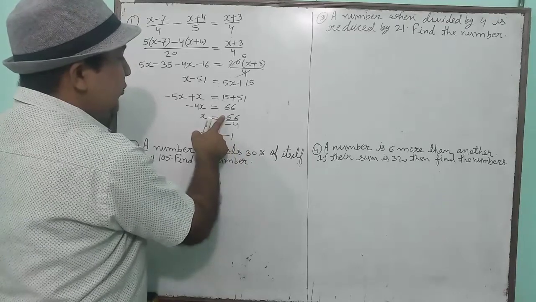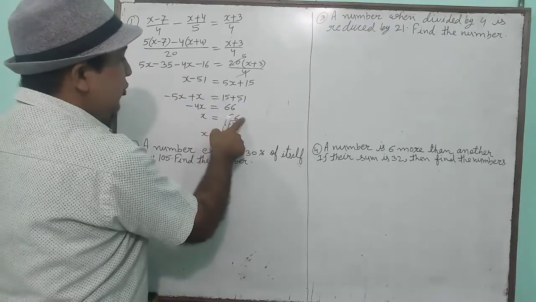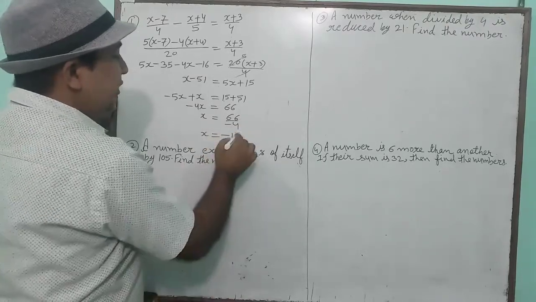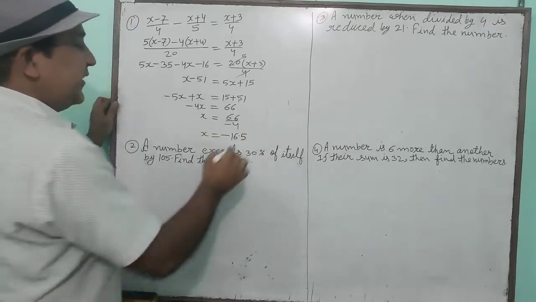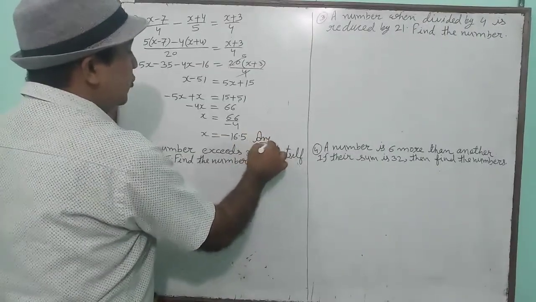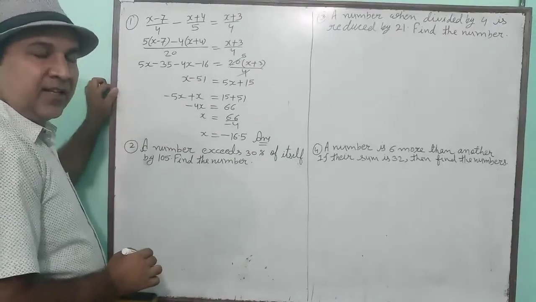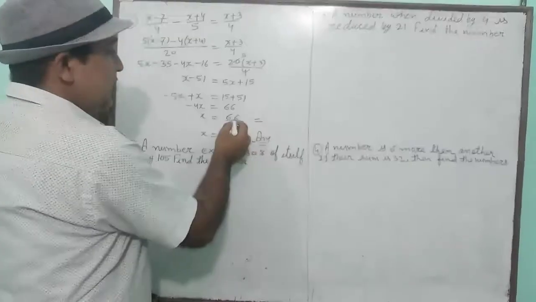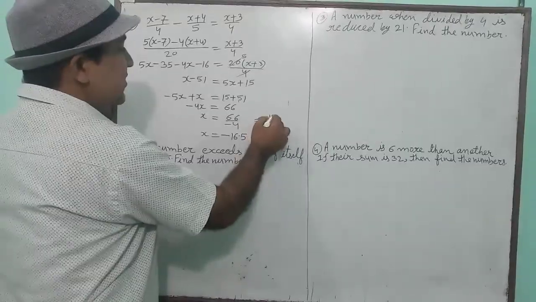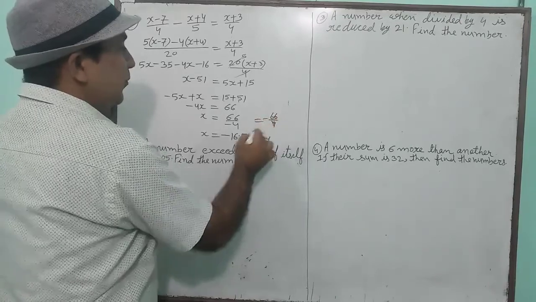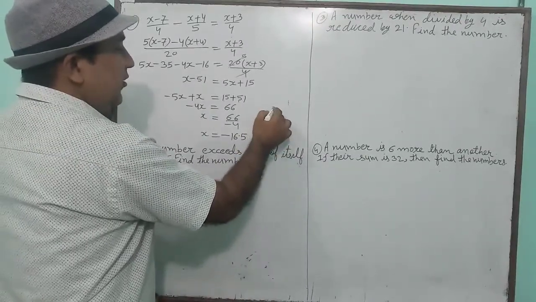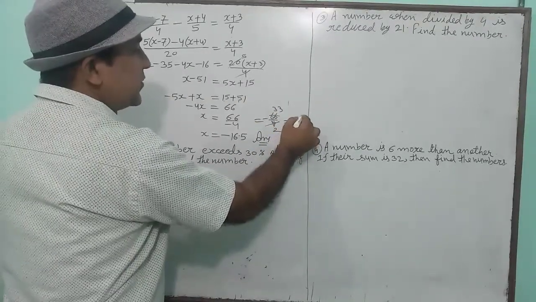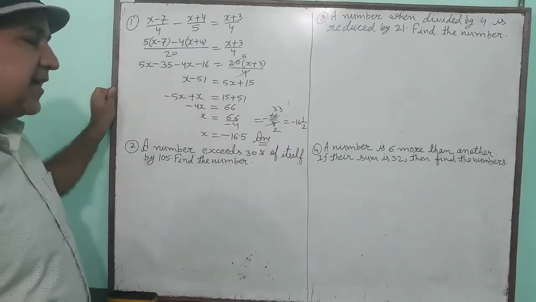4 into 1 is 4, 2 is remaining. 26, 4 into 6 is 24, 2 is remaining. By putting the decimal, 4 5s are 20. That means x is equal to minus 16.5. You can give your answer in the fraction form also. See, 4 and 66 both are divisible by 2. So you are getting 33 by 2. So if you convert it into a mixed fraction, it will be minus 16 and a half.